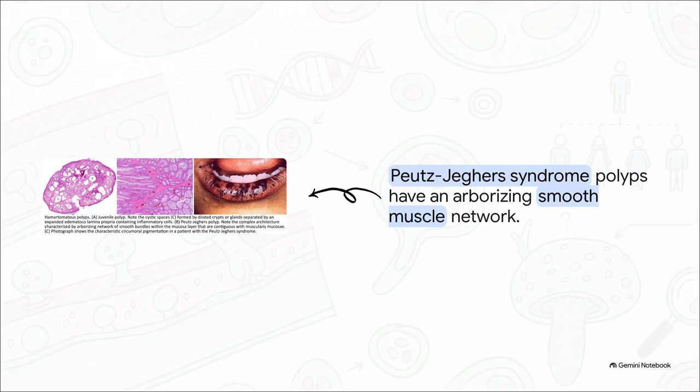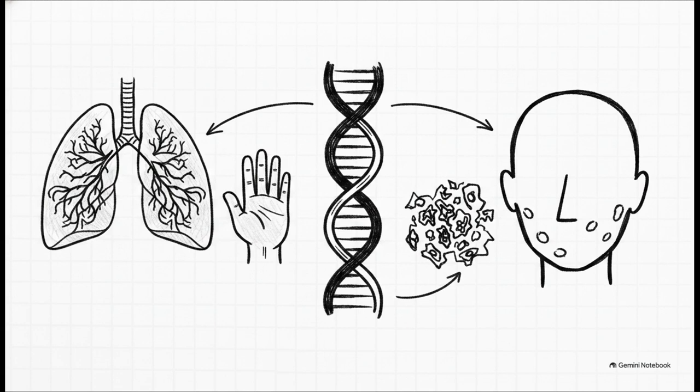While the polyps themselves are technically hamartomous, these patients carry a 40% lifetime risk of colorectal, breast, and pancreatic cancers. Let's move on and build out our understanding of other hamartomatous conditions.